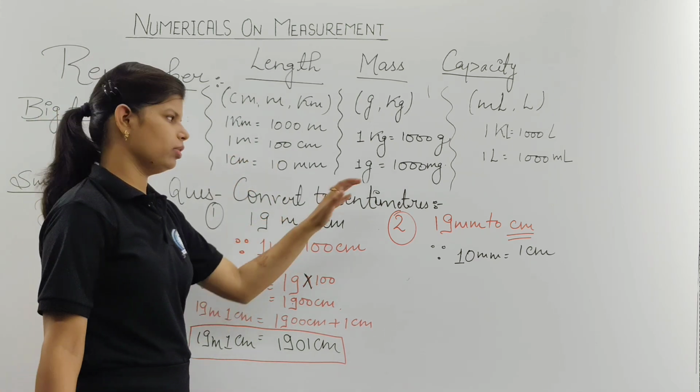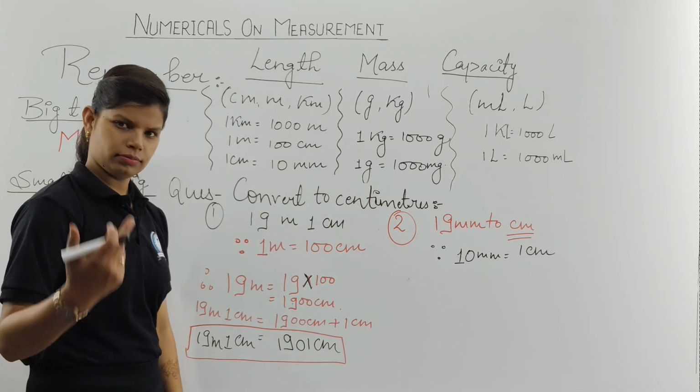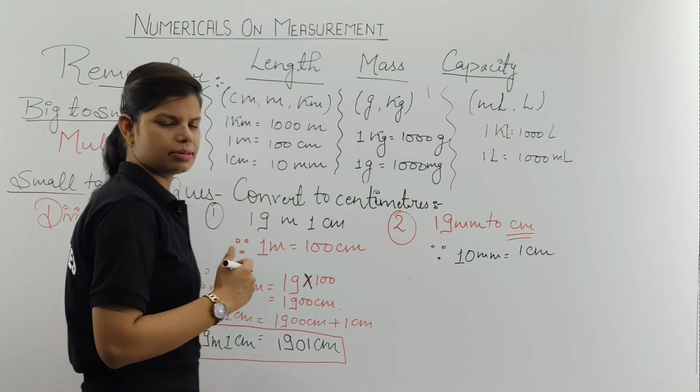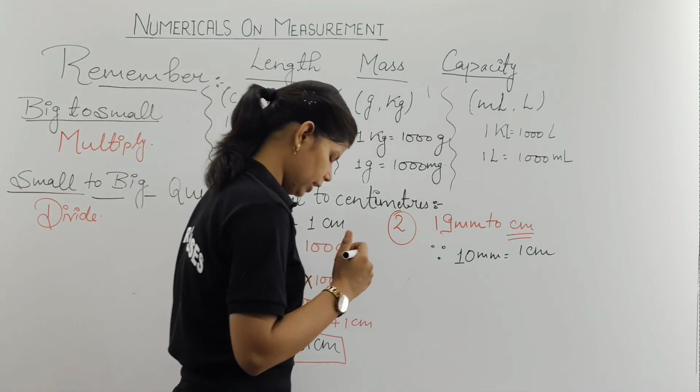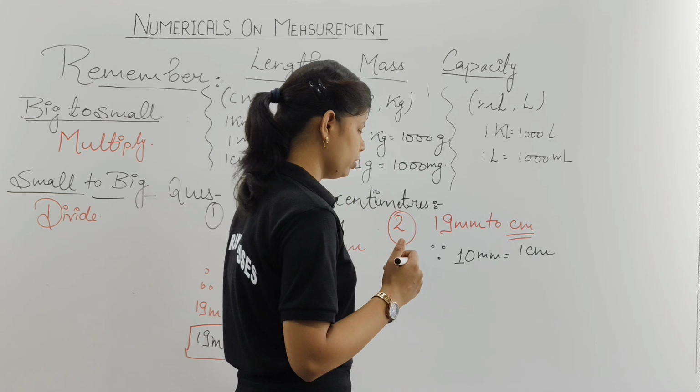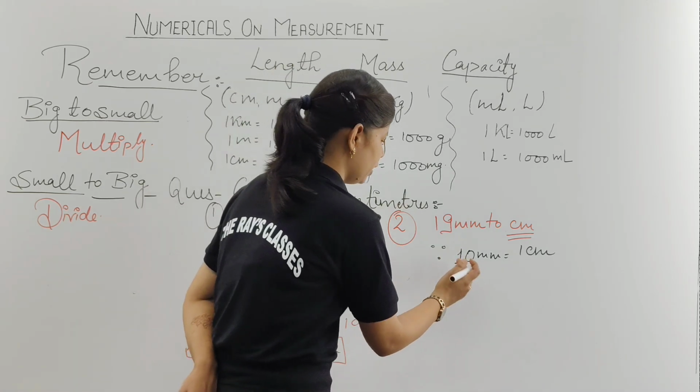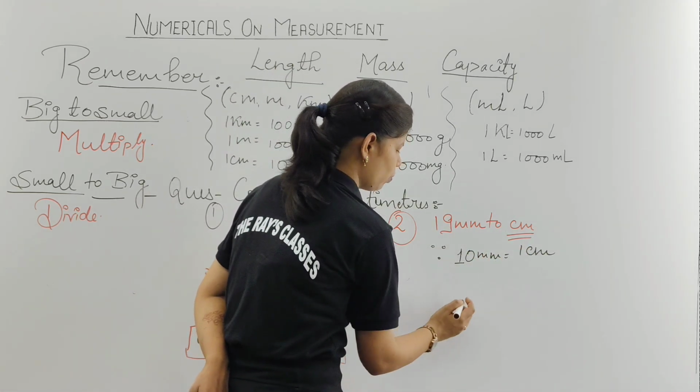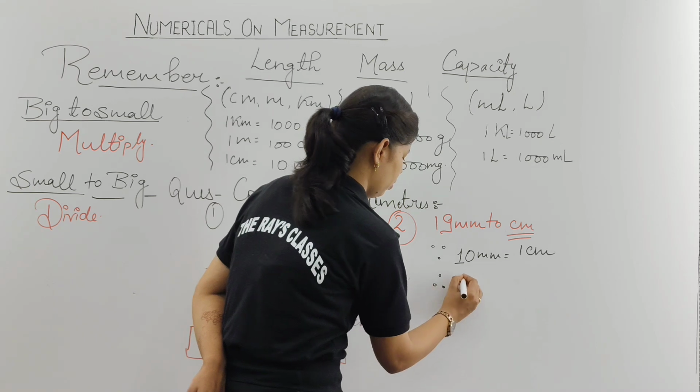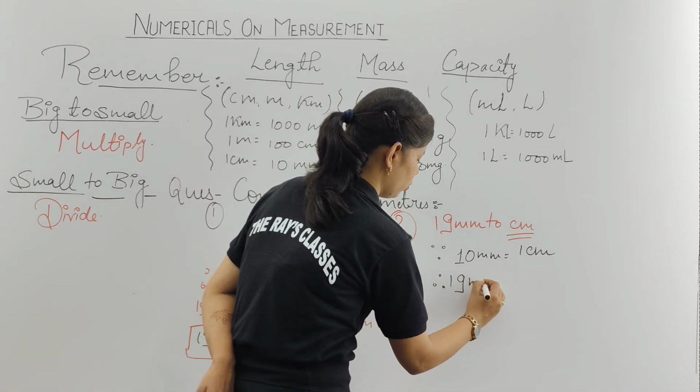There is no hard and fast rule that you have to write in this way only. Whatever is easy and understandable for you, you have to go with that form. Clear, no? So the next form which we are going to start with, here we are dealing with 10 millimeter equal to 1 centimeter. Therefore, 19 millimeter equal to what?